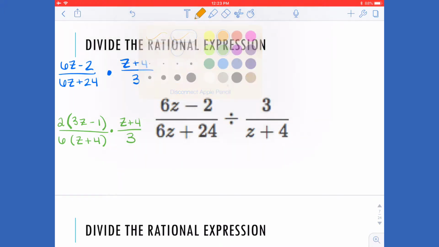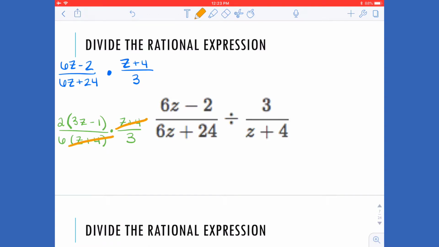I note that I have z plus 4 in the top and on the bottom, so those can go away. I can then multiply my 2 times my 3z minus 1, and that's all that there is in the numerator. So that gives me my new numerator solution. And I see that I can multiply my 6 times my 3, which is equal to 18.